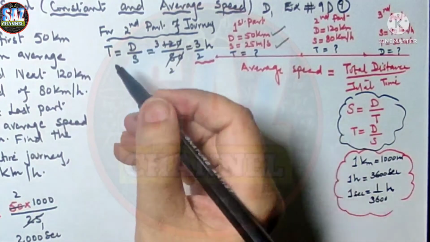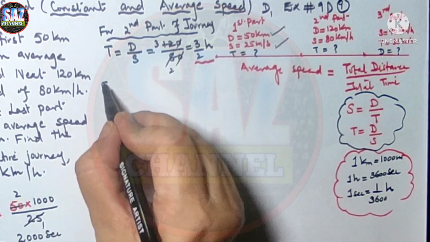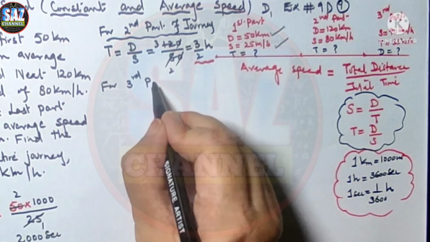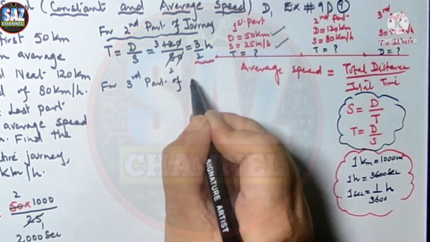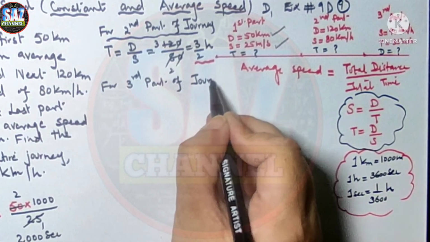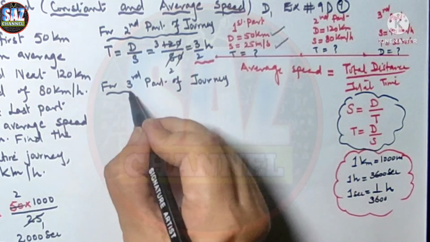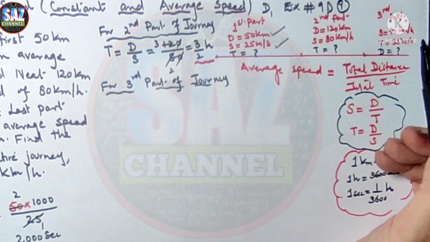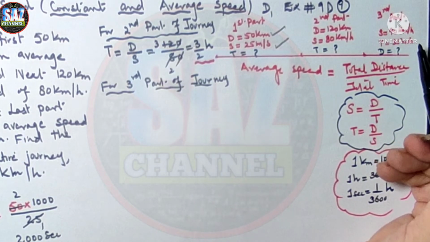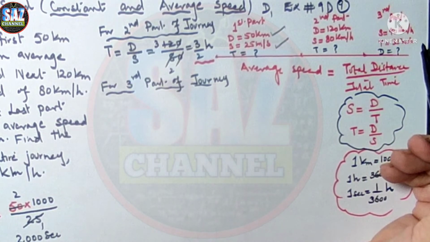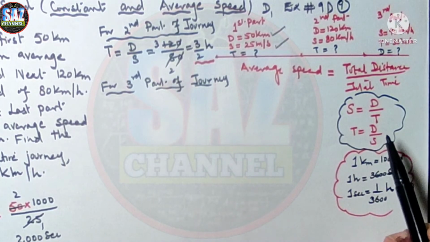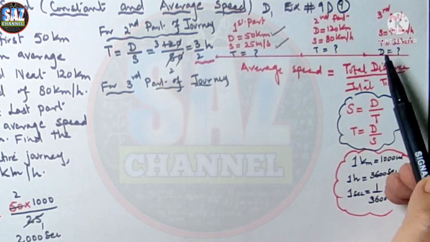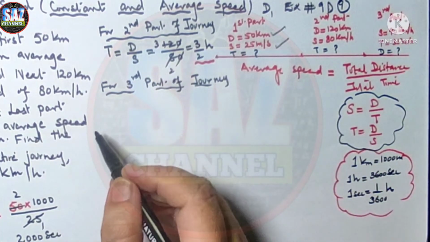And for the third part of the journey, look at the question, students. For the third part of the journey, what is given and what is unknown? We are given the speed and the time in minutes, so we have to find the distance with the help of that.